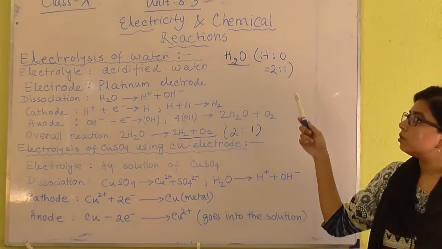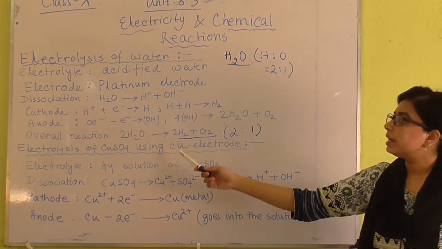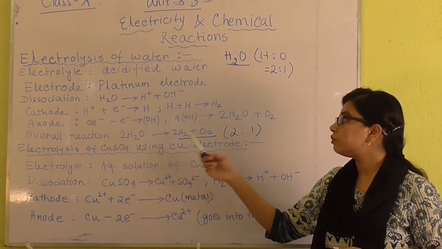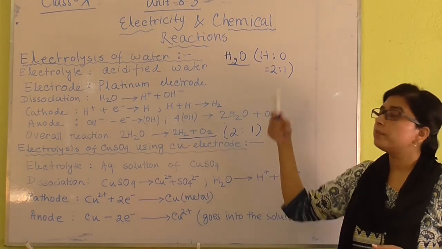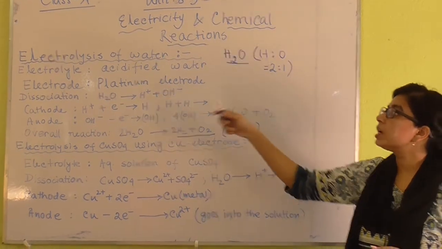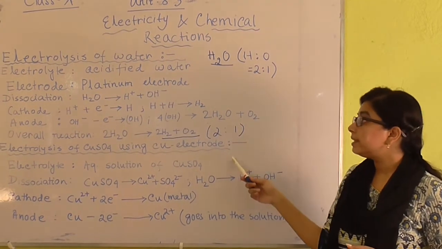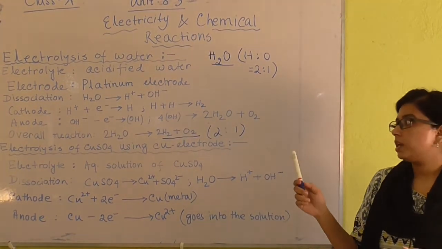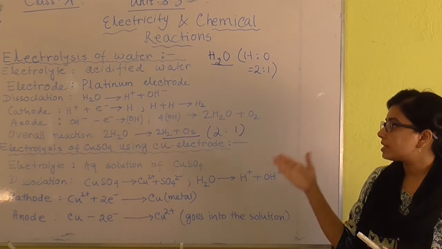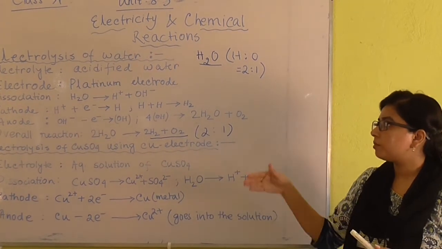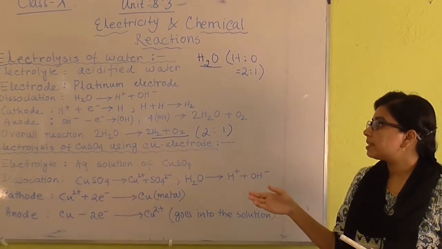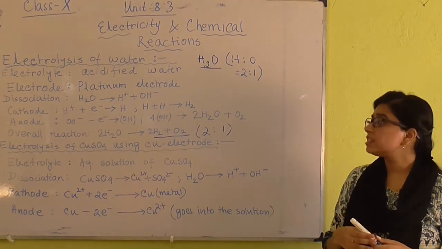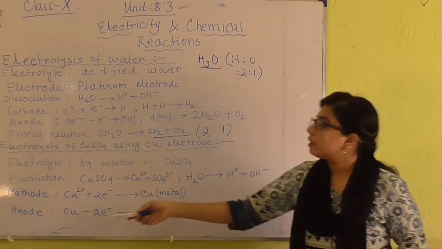Okay. So the next process is the electrolysis of copper sulfate solution using copper electrode. In the previous process we have used platinum electrode, but here we are using copper electrode. That means the process will be changed from the previous one, because the reaction is changing here.